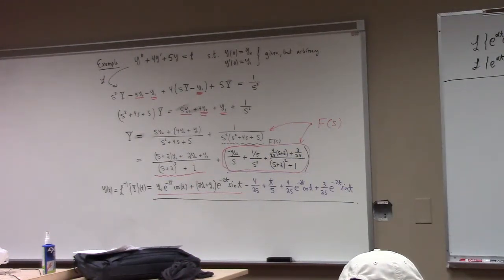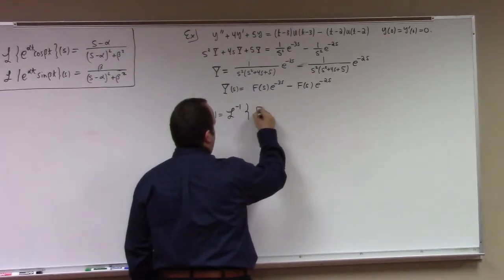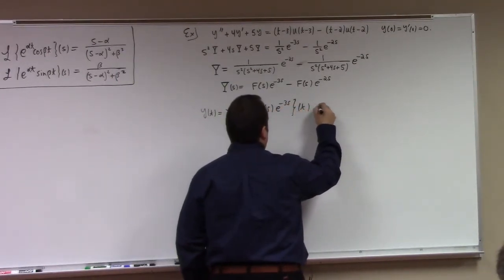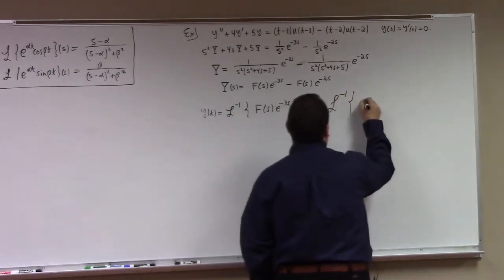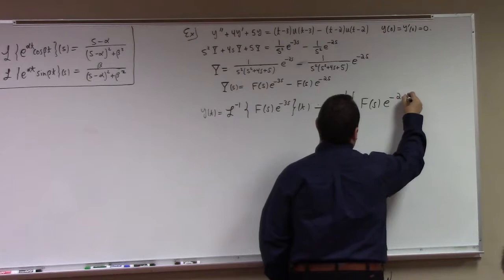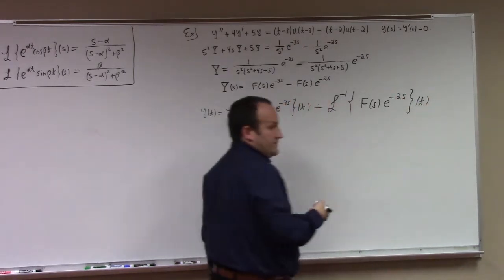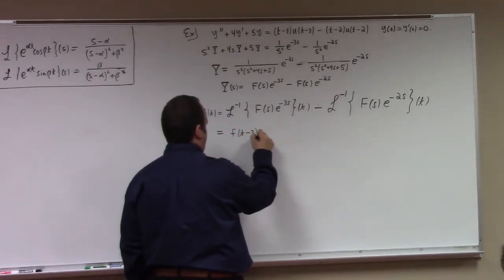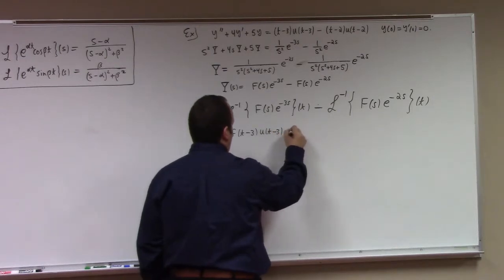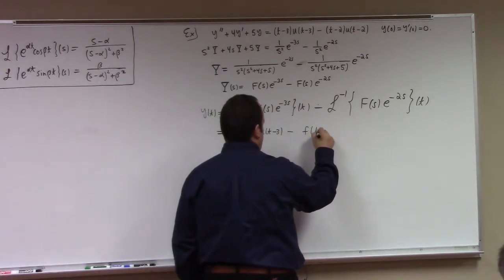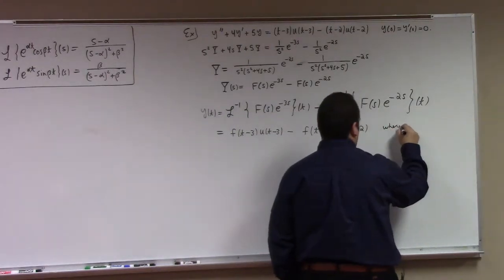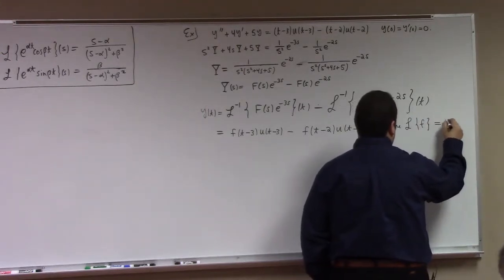So little y of t is equal to the inverse Laplace transform of f of s times e to the minus 3s minus the inverse Laplace transform of f of s times e to the minus 2s. Now I use a theorem we derived last time. The theorem says that that's equal to f of t minus 3, u of t minus 3, minus little f of t minus 2 times u of t minus 2, where the Laplace transform of little f is equal to big F.